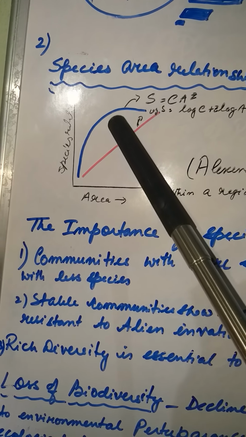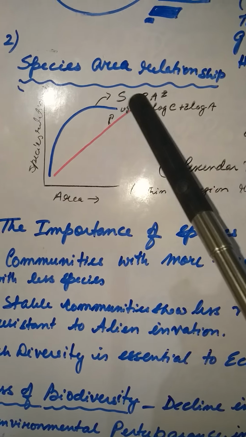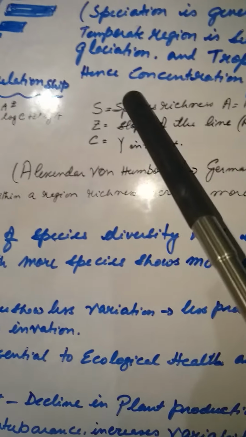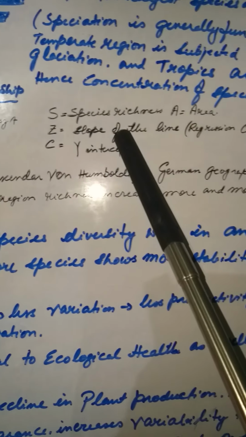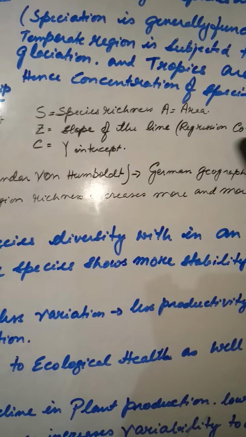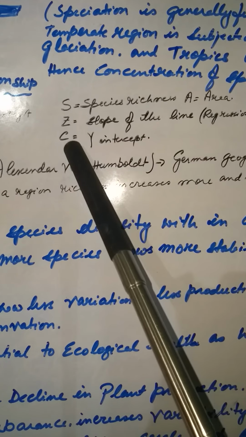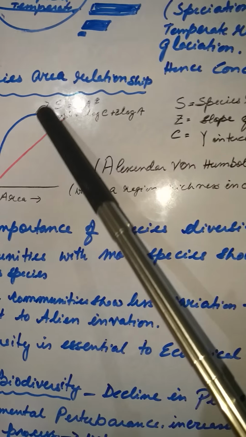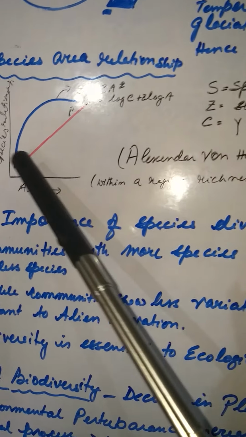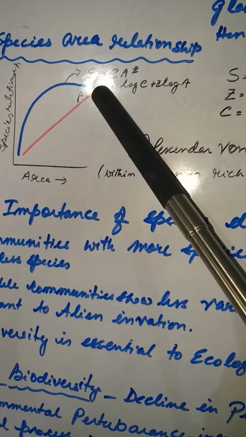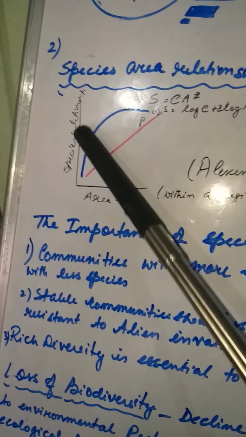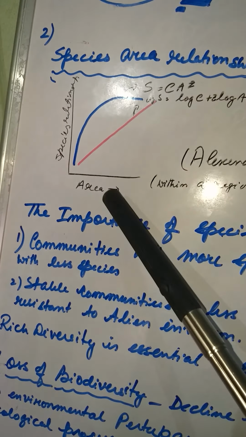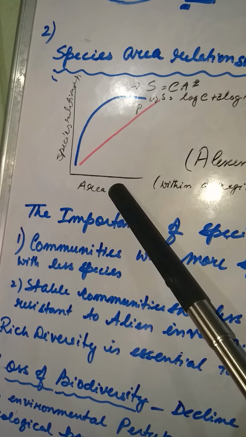See, this rectangular hyperbola is depicted by the equation S = CA^Z. Now, what is S? S is species richness, A is the area, Z is the regression coefficient, and C is the y-intercept. If we take the logarithm of this, we get a straight line. This proves that species richness and area are directly proportional.